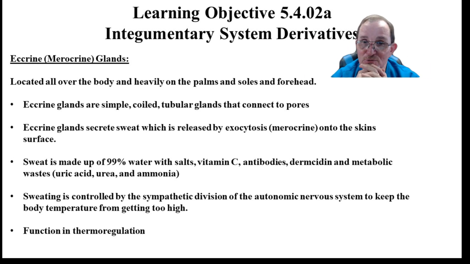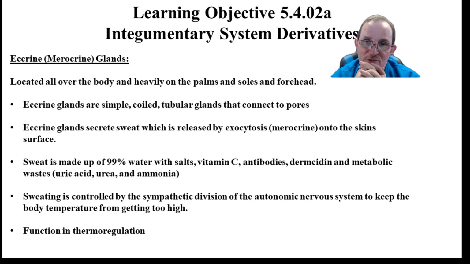This is the same principle as why it takes forever for water to boil, because you have to put a lot of heat in it to change it from a liquid to a gas state. Sweat is 99% water. There's some salt in it, of course. Some vitamin C, antibodies. Dermocidin is one of those antibacterial chemicals we make. We also have uric acid or urate and urea and ammonia waste products. I mean, if you remember, we said that the skin is also an excretory organ.